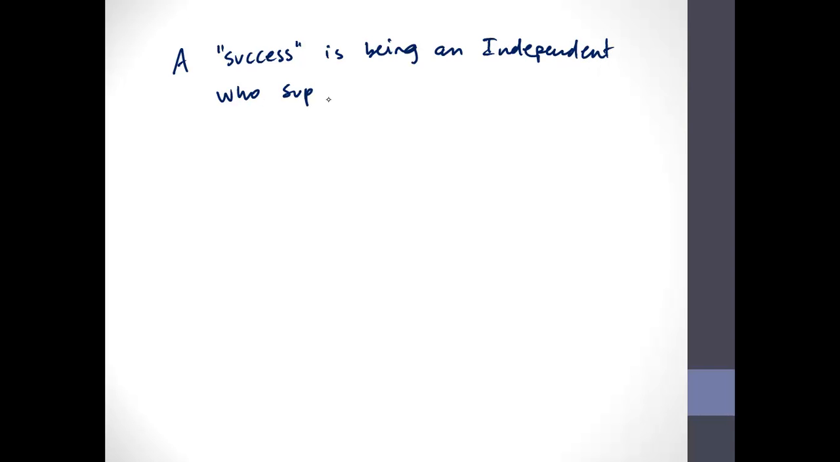Okay, so keeping your eyes on the instructions there, let's quickly jot down here. A good first step is: what is a success? A success is being an independent who supports a strike on Syria. You can just use that generic language, if that's what we're interested in making a confidence interval for.